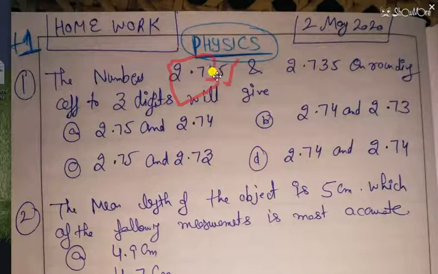Like 4 is even, so it will remain 2.74, and in the case 2.73 is there, then the next digit is 5. So in that case I have to check this place, and this is odd, so this will change to 2.74. So option D will be the right answer for question number 1. For question number 2, 4.9 will be the right answer. And for question number 3, I have already explained the concept.